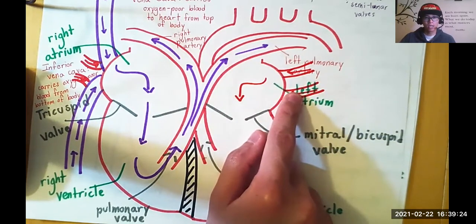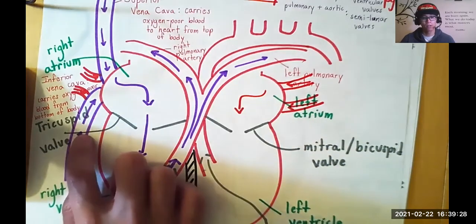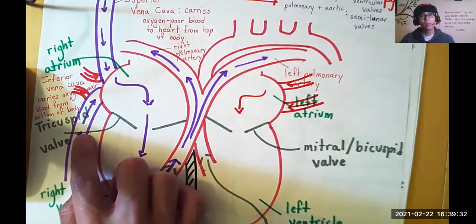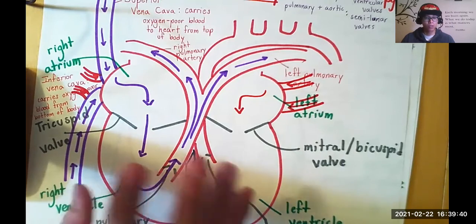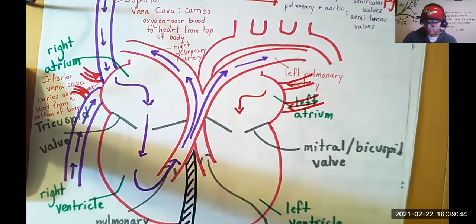The reciprocal can be said about the pulmonary veins. Most veins of the body carry oxygen-poor blood, like superior and inferior vena cava. It is only the pulmonary veins that carry oxygen-rich blood. Does that make sense? That's a really neat little trivia question that you guys might want to know.